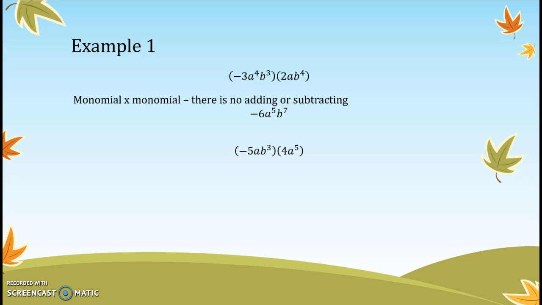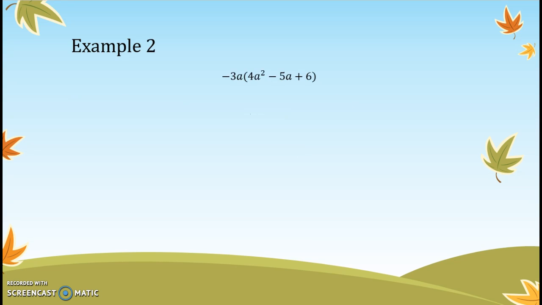Let's try this one. Negative 5ab cubed times 4a to the fifth. Again, notice this is a monomial times a monomial. So I'll first start by multiplying my whole number pieces. So negative 5 times 4 is negative 20. I multiply my base of a, so I add my exponents 1 plus 5 to get a to the sixth. And I multiply my base of b cubed. Notice there is no b cubed on the right-hand monomial, so we just tack it on to the end.